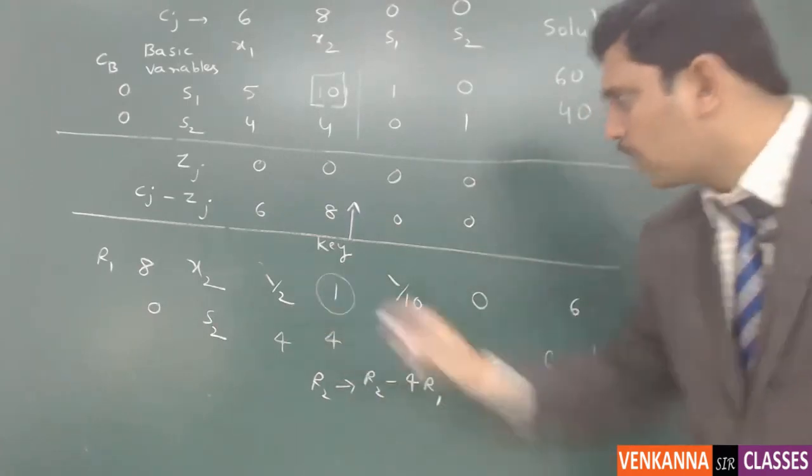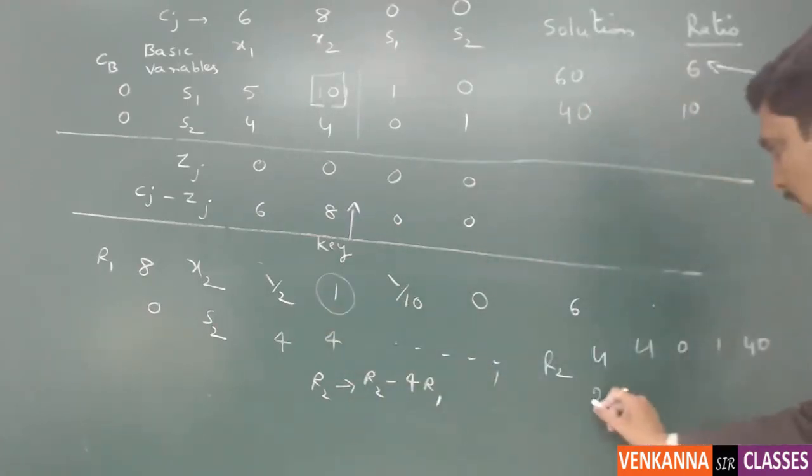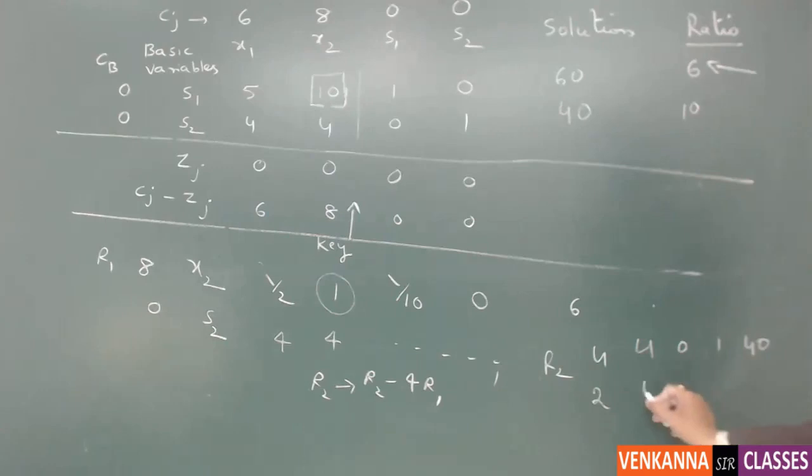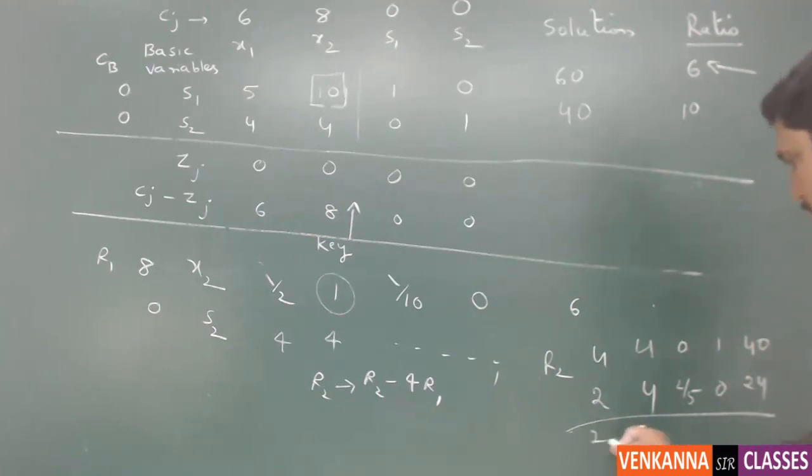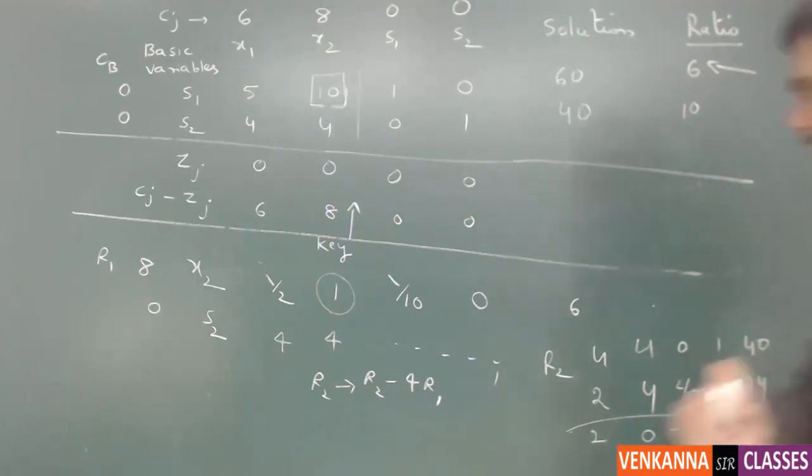So I will write 4R1. This will be 2, 4. 4 by 10 is nothing but 2 by 5. Again 0, 24. Now I am subtracting the values. What is the result? 2, 0, minus 2 by 5, 1, 16. Accepted?